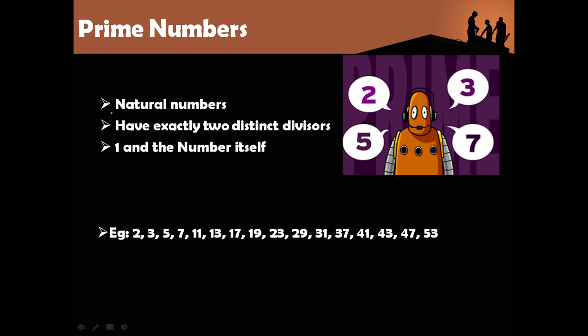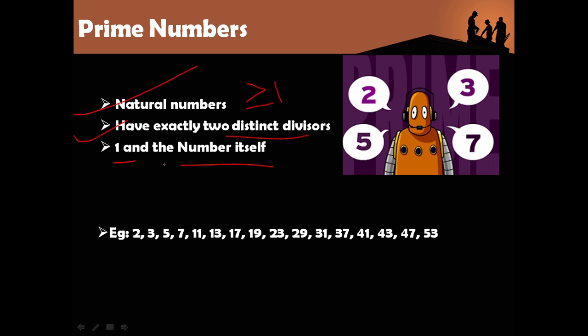Prime numbers are natural numbers. They have exactly two distinct divisors, and the two distinct divisors are 1 and the number itself. What are natural numbers? Natural numbers are any numbers that are greater than or equal to 1.